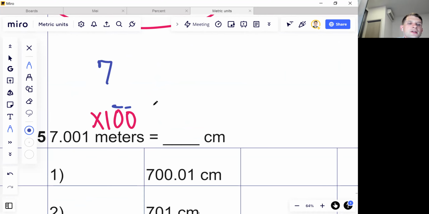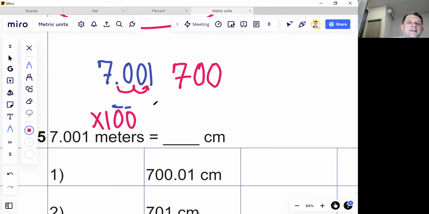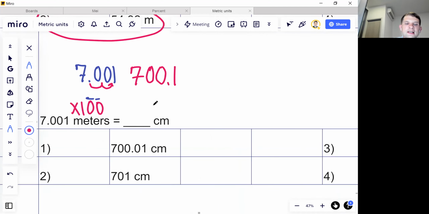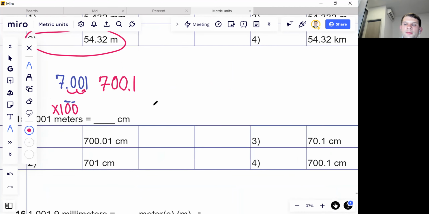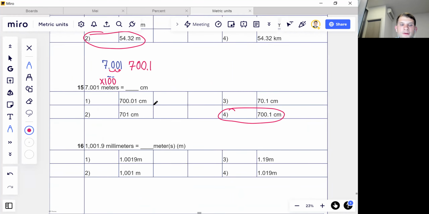So if we have 7.001, we need to take our decimal and move it 2 places to the right. So that becomes 700.1 centimeters for our answer. And that obviously matches option 4. Okay, so that's number 15.